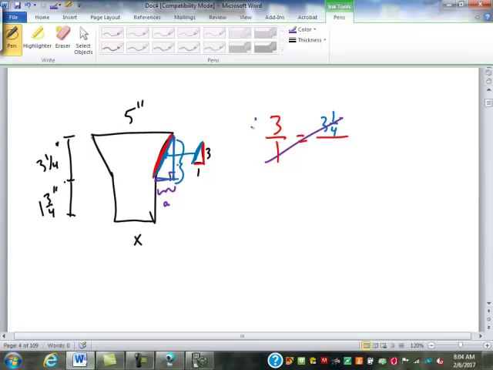So 1 times 3 1/4 divided by 3 is 1 1/12 of an inch. So A is 1 1/12. So I have to subtract 1 1/12 twice from the 5, which is going to give me 2 5/6 inches, or 2.833. Number 43 is one of my favorite problems.